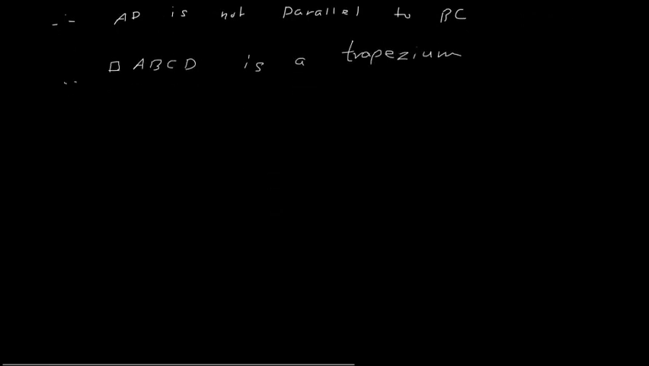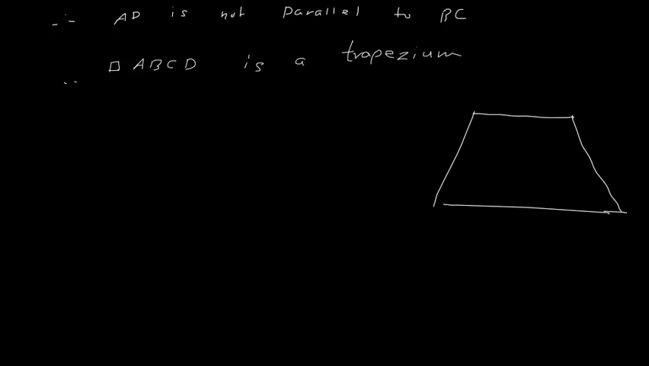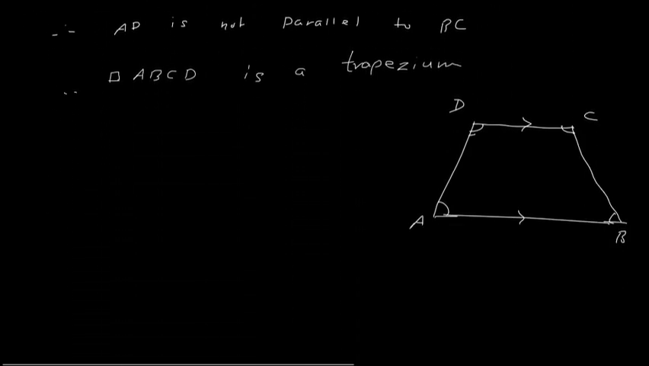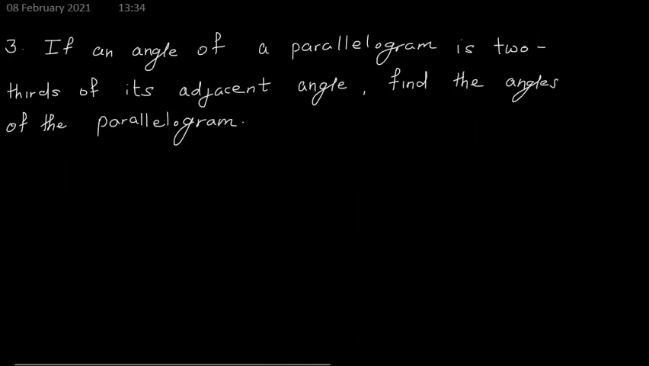So diagrammatically, if we see this one pair, this is our angle A, this is B, this is CD. We have the sum of B plus C is 180 and the sum of A plus D is 180. Therefore, AB and CD are parallel, but AD and BC are not parallel, and ABCD is a trapezium. The diagram which I have drawn is not up to scale, but it is not required to draw to scale.